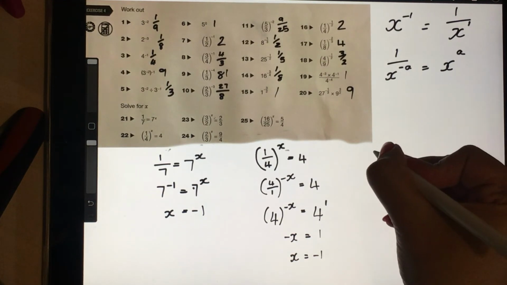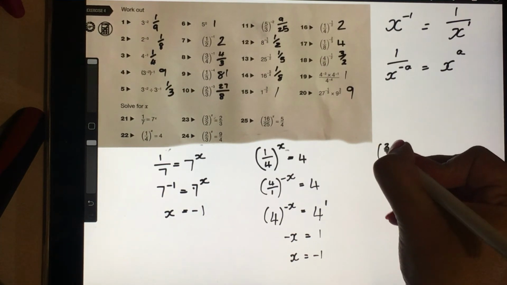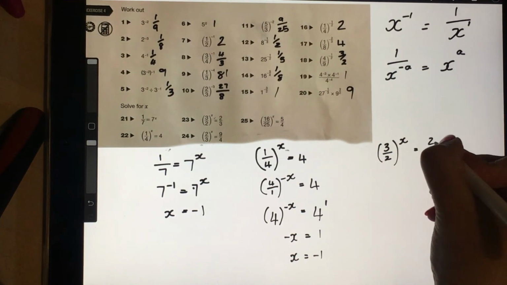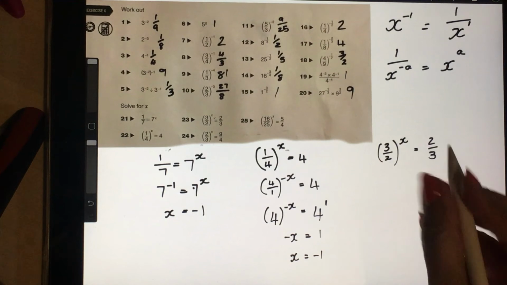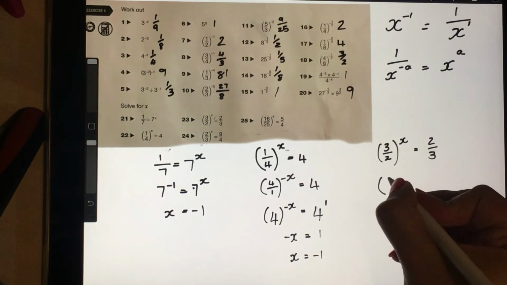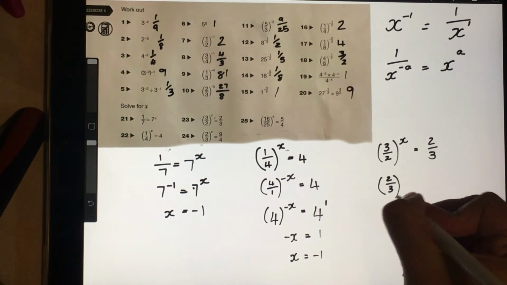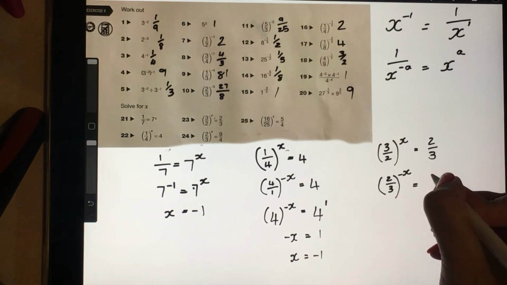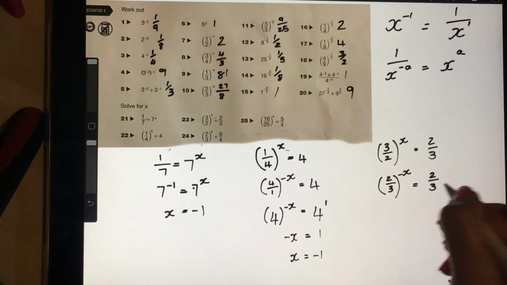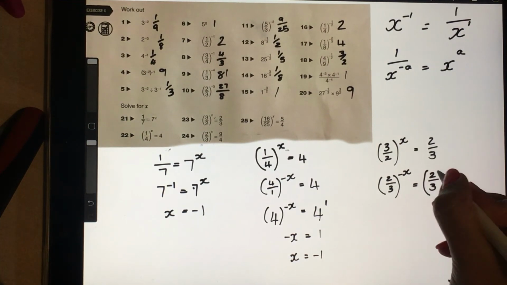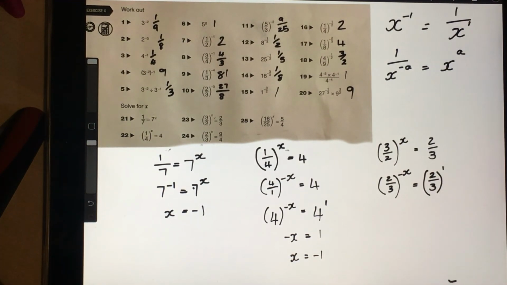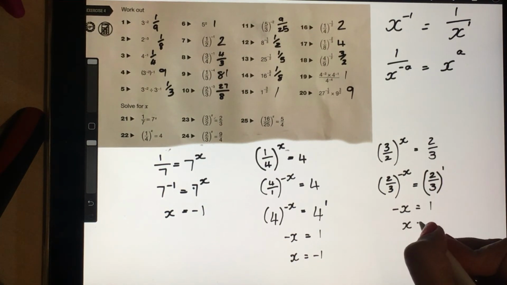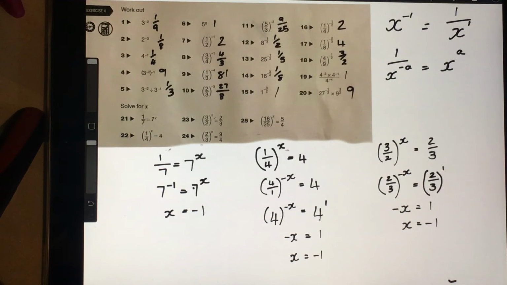Right, for number 23, we've got 3 over 2 to the power of x is equal to 2 over 3. Again, I'm going to flip this fraction to a 2 over 3, and the minute I flip the fraction, the indice becomes a negative 1. And suddenly what happens is our base numbers are the same because there's an imaginary 1 that we do not write. So minus x is equal to 1 and x is equal to minus 1.